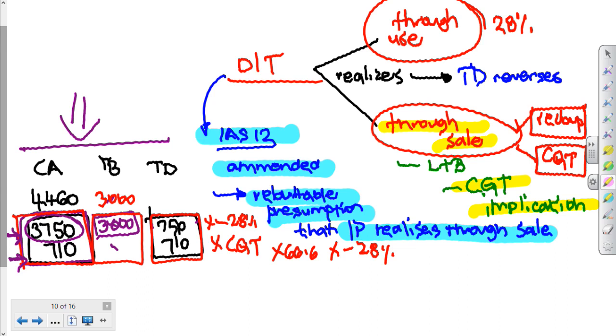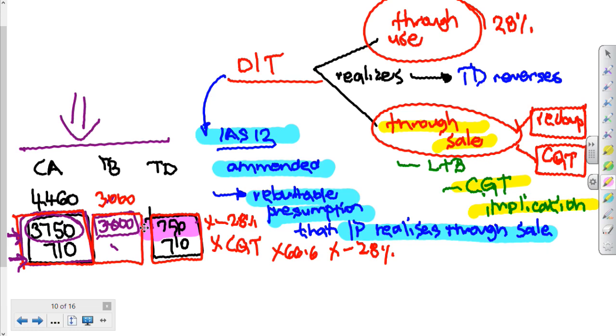I will need to compare that with the tax base. And for this question, I've assumed that the tax base is 3 million, and work out a normal tax of 28% on that. So whatever I had as cost, whatever SARS has given me as allowances and reduces to a tax base, that difference is normal tax, normal CGT, normal deferred tax.